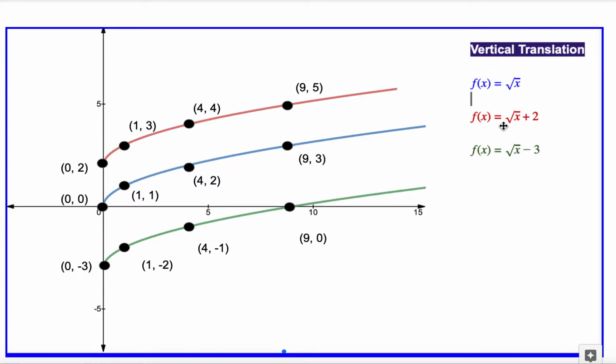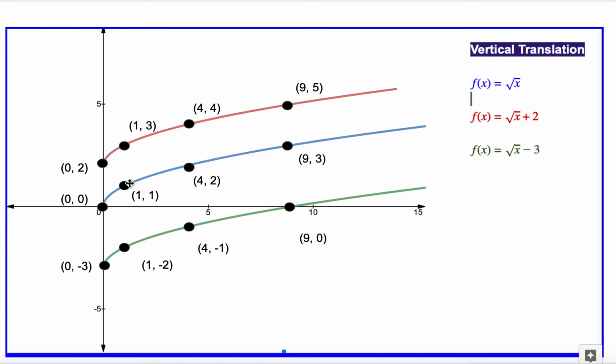Now the green function here, f of x is a square root of x minus 3. Because it's negative 3, the k is negative 3, the parent function f of x is going to translate vertically 3 units down. You see it goes 3 units down, and all the points in the graph are going to translate vertically 3 units down. If we look here at every point, the x coordinate in all 3 graphs of the function is the same. It didn't have any changes.